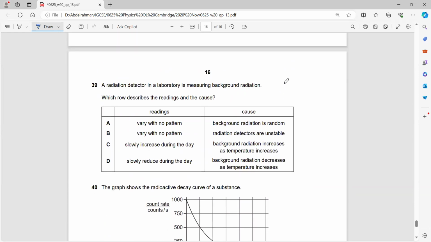Which row describes the readings and the cause? A radiation detector is measuring the background radiation. The readings vary with no pattern. Yes, that's background. Why? Because it's random. They vary with no pattern because the background radiation is random.